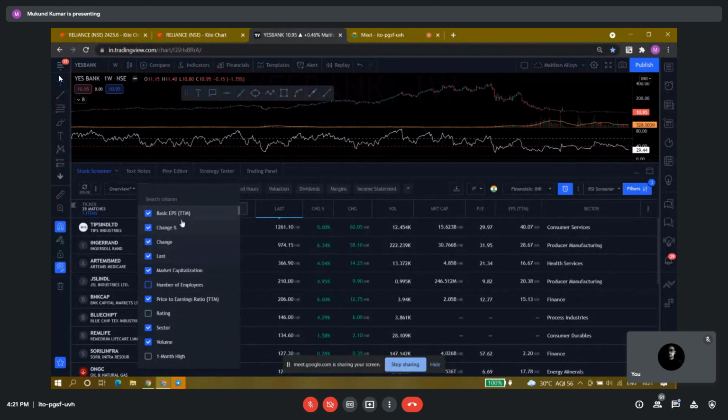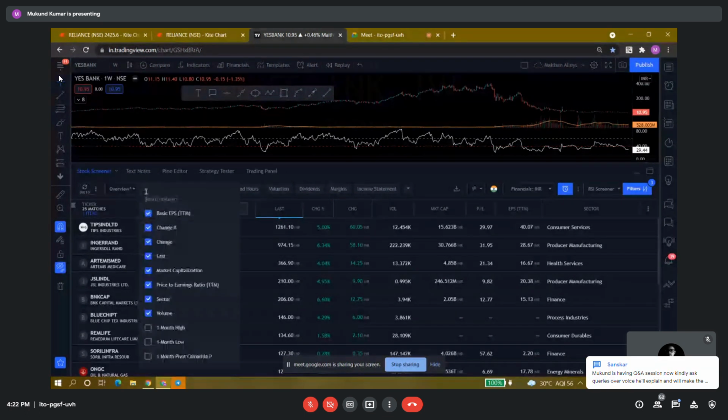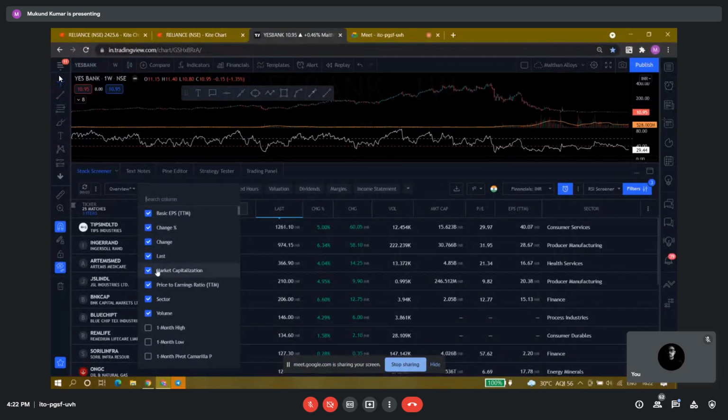Okay, so let me tell you from the very beginning. Once you open this stock screener, you have to come into this overview. You click on these 3 lines. Once you click it, you simply have to see very few things. You don't need all of these. You can look at market capitalization if you want, the sector, the volume, or the price earning ratio. But the basic thing you need is this.